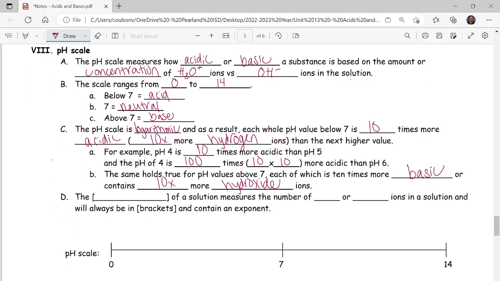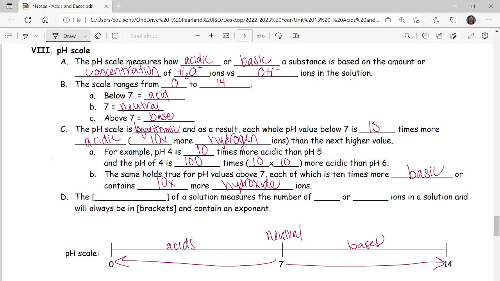I don't want you all to get confused on this. With 7 being neutral, this side is going to be acids, and this side is bases. As you get further away from neutral, so for acids having a low number or for bases having a high number, that is increasing the strength of something.